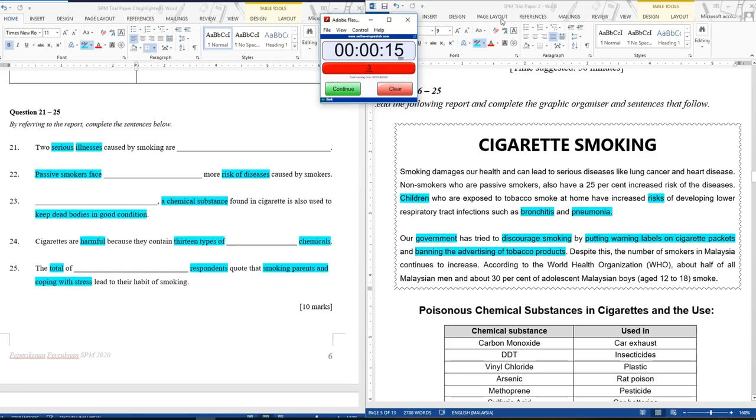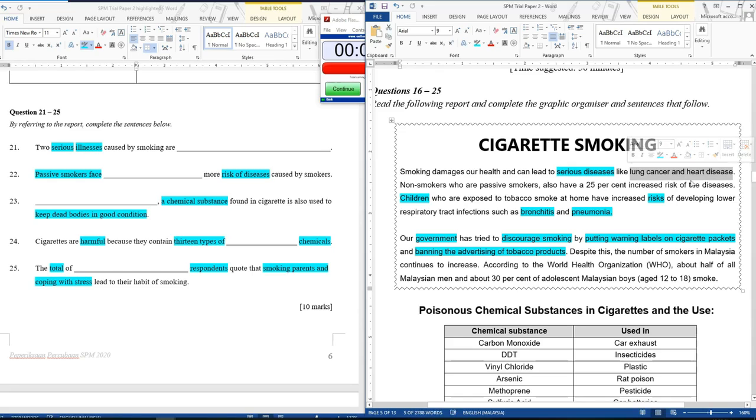Now, let's look at the keywords in the text that are the same as the ones here. So for question 21, if you found serious illnesses here, then you are correct. So, serious diseases. Like I mentioned earlier, diseases is a synonym for illnesses. So, serious illnesses, what are the two serious illnesses caused by smoking? So the answer would be here, lung cancer and heart disease. So this one would be your answer for question 21.